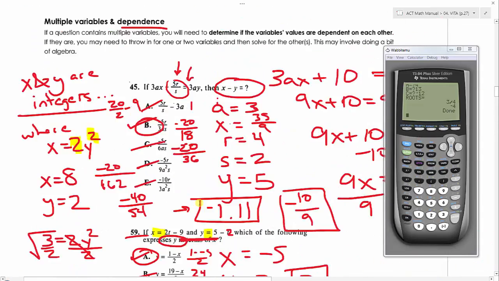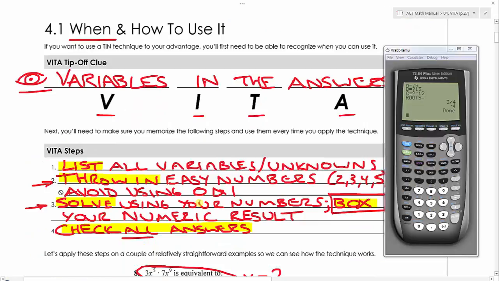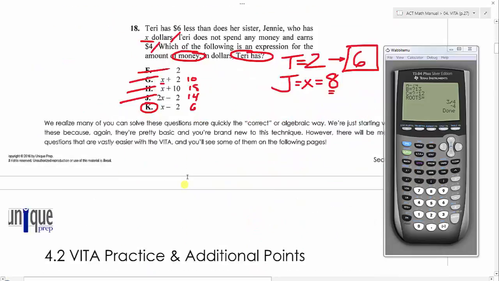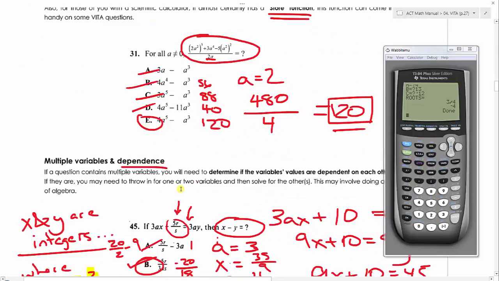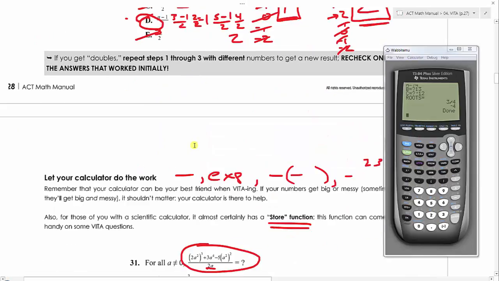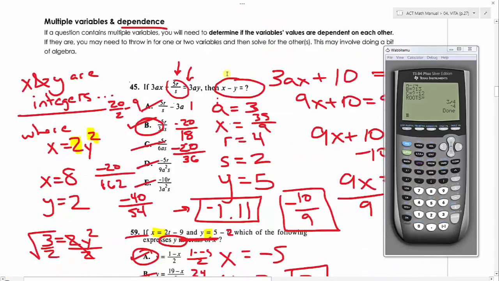So that is it for VITA. First of all, remember we learned the tip-off clue. VITA stands for variables in the answers. That's your tip-off clue. We learned the 4 steps that you need to stick to on every VITA question that you do. We did some easy examples, and talked about some additional points and variations of VITA. We talked about doubles, that you might get doubles, but it's not a big deal. You just have to retry. We talked about intelligent, wise use of the calculator, letting the calculator do a lot of the work for you.